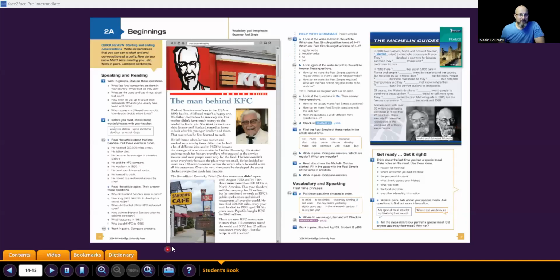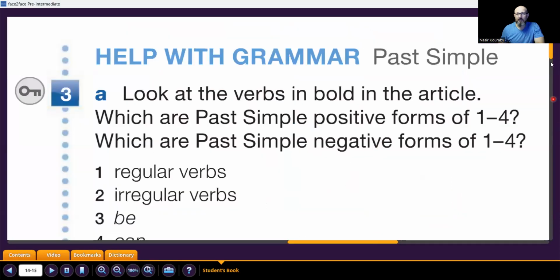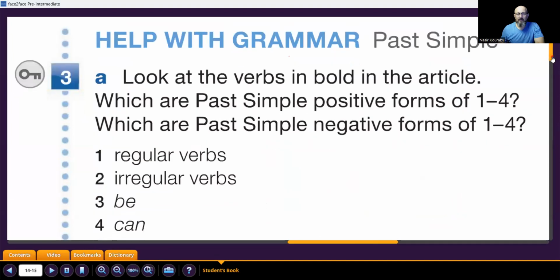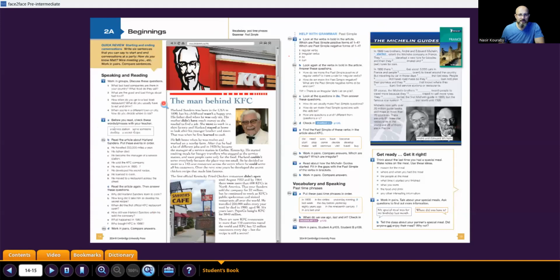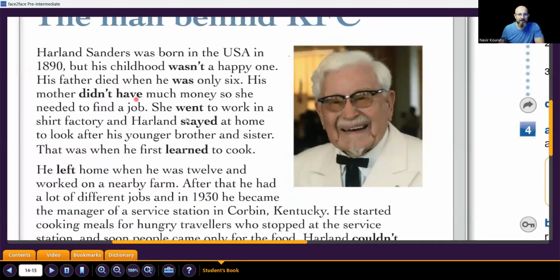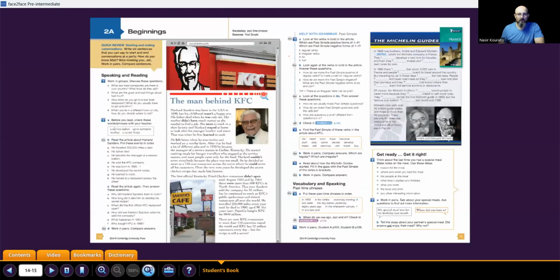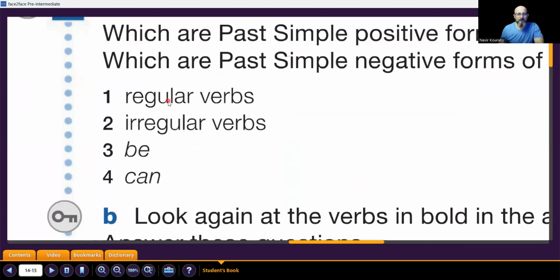Hello again, guys. So we are still on 2A, but in this video, we'll study the grammar past simple. Here in the article, we have some words in bold. Let's see. For example, here, didn't have, wasn't, was, went, stayed, okay? So we want to match them with these categories.